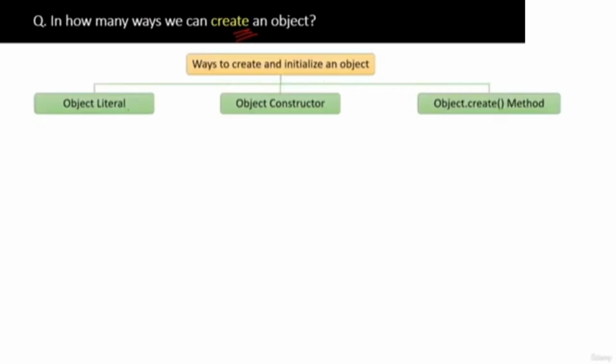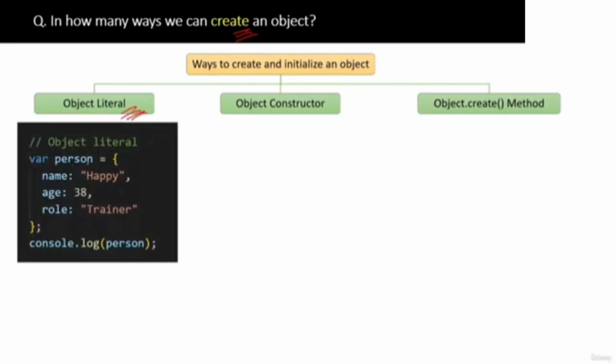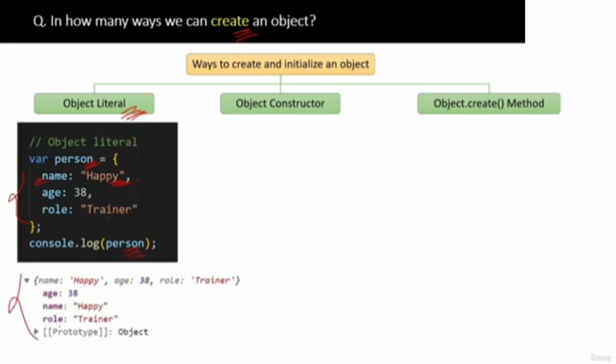In how many ways can we create an object? We have 3 ways to create an object in JavaScript. Here is the first way, object literal we call it, and this is the most common way. Here we have the person as an object, and inside the curly braces we can set the properties and their values like this, which are comma separated. Then we can log the object, and in the browser console the object will be logged something like this.